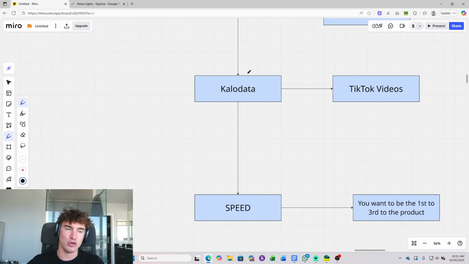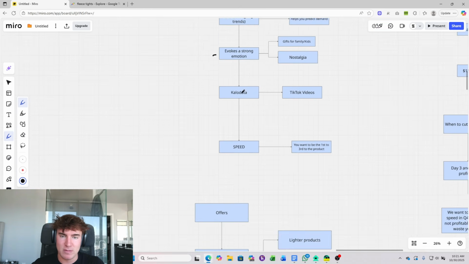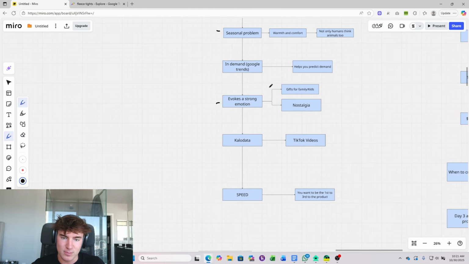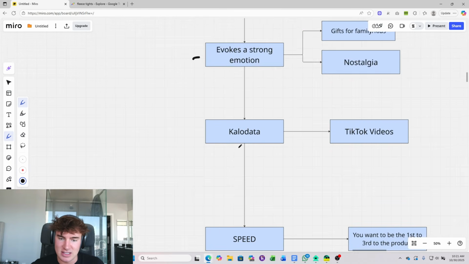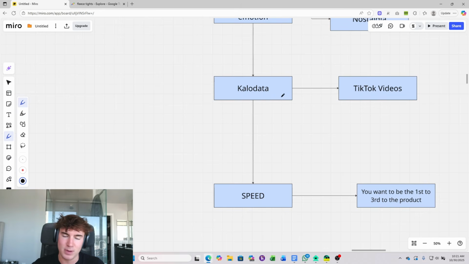A lot of times they'll jump from page 50 to page 3 in a couple days, just because it is now that time of year where people need heat and comfort products, and they need products that they can gift to their family or their kids, stuff like that. So you'll start to see these jumping up a lot.